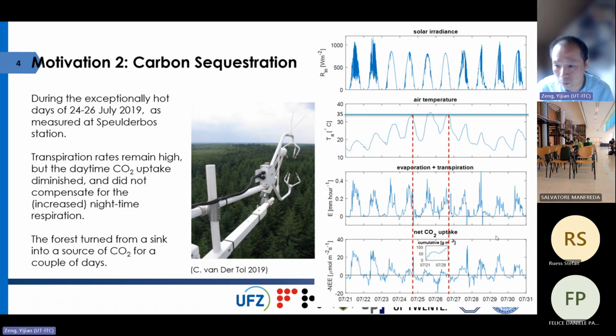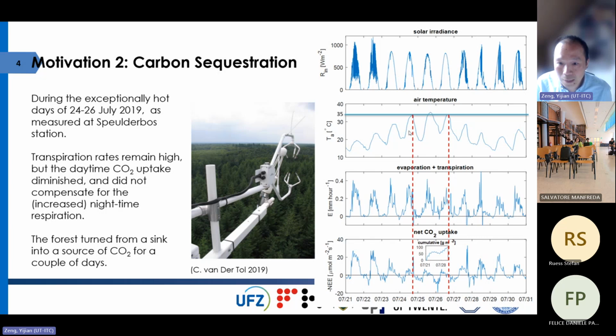I'm not sure if you can see the bottom right. Is there anything blocking your view? Oh, you are muted. Okay, it's fine. I think it should be fine. I just keep the floating window on my bottom right, so I hope that is not blocking this slide.